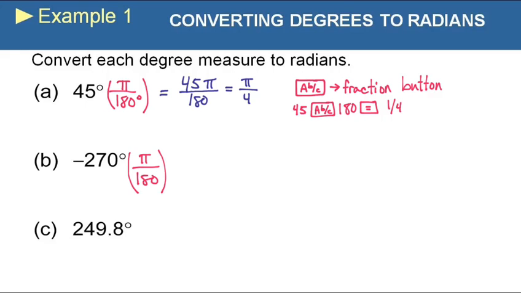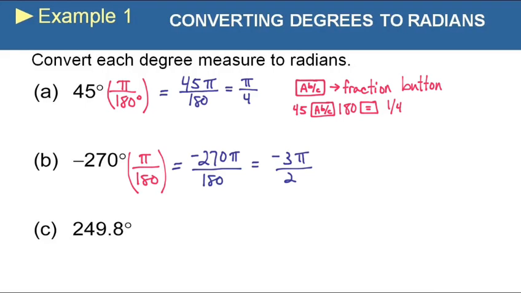Alright, now let's try negative 270 degrees. So again, we use our conversion factor of pi over 180. The degrees cancel out, and I didn't even put the degree symbol here, but the degrees would cancel. Our fraction would come out negative 270 pi over 180. On your calculator, you can reduce negative 270 over 180, and you will get negative 3 over 2. So this fraction, because of the pi here, becomes negative 3 pi over 2.